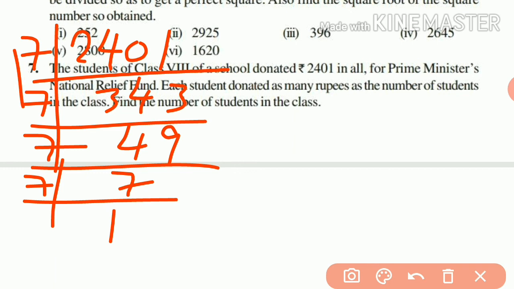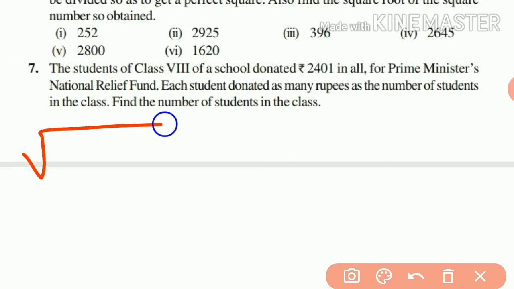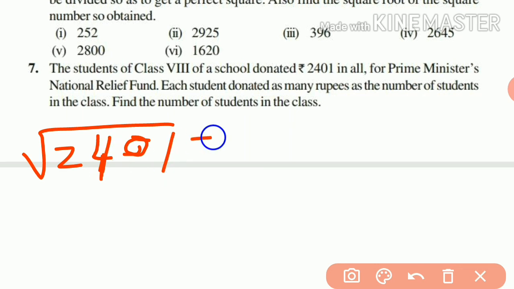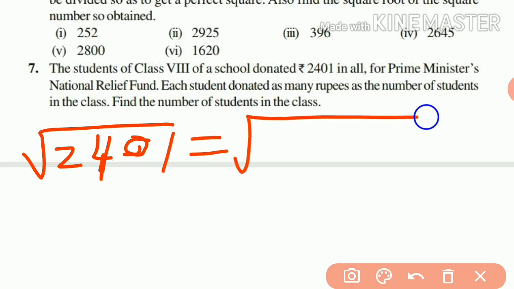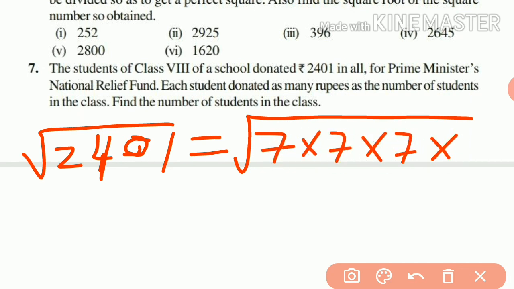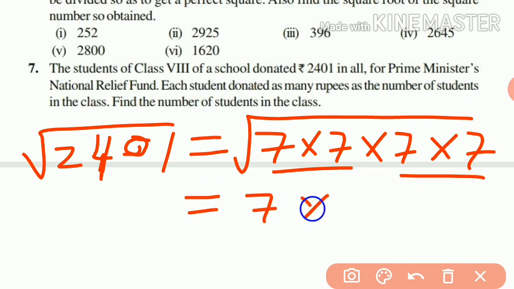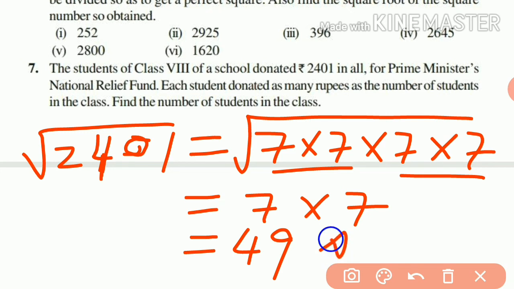There are two pairs of 7, so we can write the square root of 2401 as the product of four 7s, that is 7 into 7 into 7 into 7. Then we will take pairs. This becomes 7 into 7, that is 49. So the total number of students will be 49 students. Thank you.